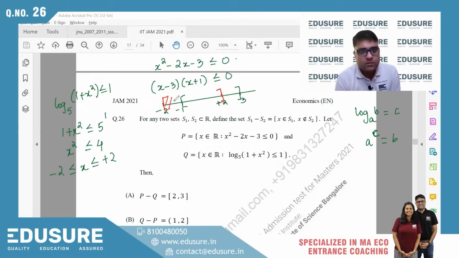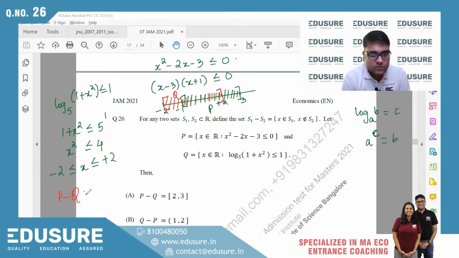This is my Q and this is my P. Okay. So if I have this is P and this is Q. Red is Q, green is P. Now, P minus Q is therefore 2 to 3 and Q minus P is therefore -2 to -1.